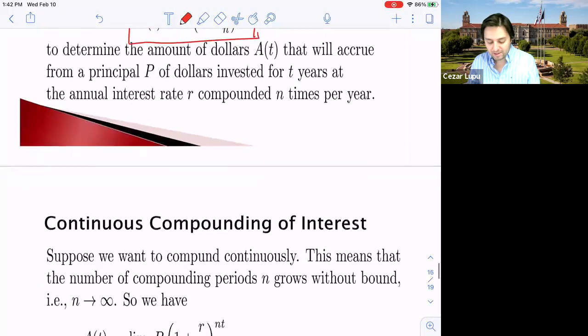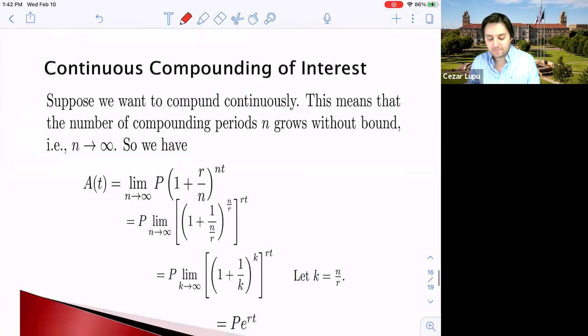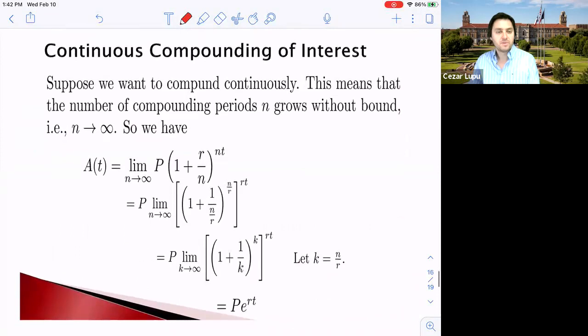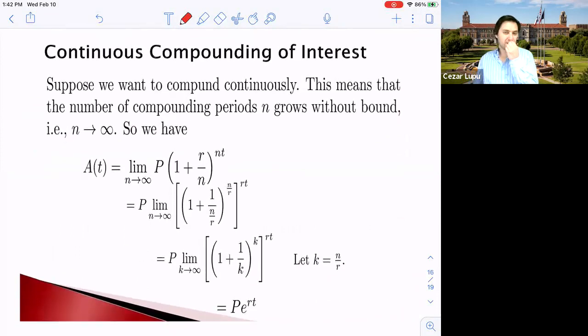All right, and now let's see what happens when n is large enough. So suppose we want to compound continuously. So this means that the number of compounding periods n grows without bound. In other words, n will approach infinity. And guess what happens with A of t? So A of t will be the limit as n approaches infinity of P times 1 plus r over n, everything to the power n times t.